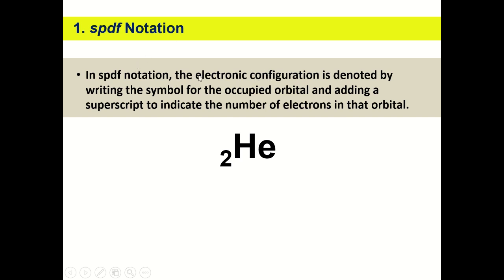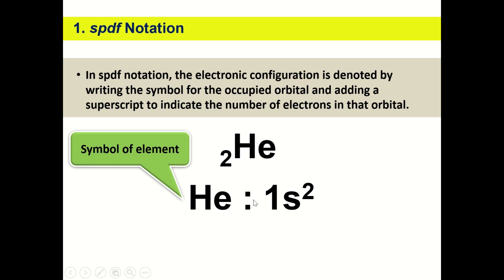So in SPDF notation, the electronic configuration is denoted by writing the symbol for the occupied orbital and adding a subscript to indicate the number of electrons in that orbital. Okay, for example, we can see that helium contains 2 protons. That means helium atom contains 2 electrons as well. So this is how we write the SPDF notation for helium.